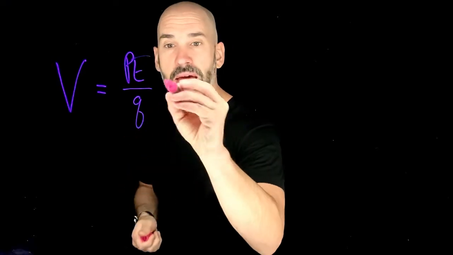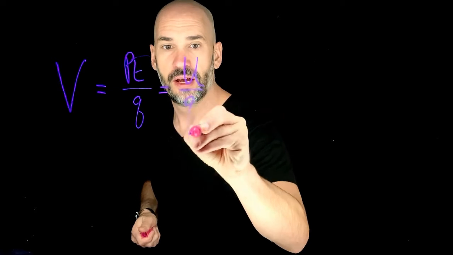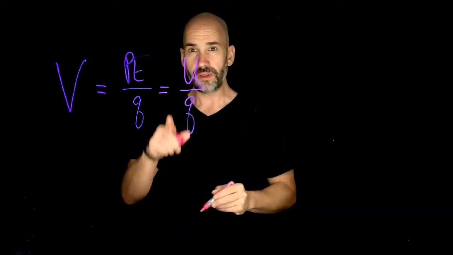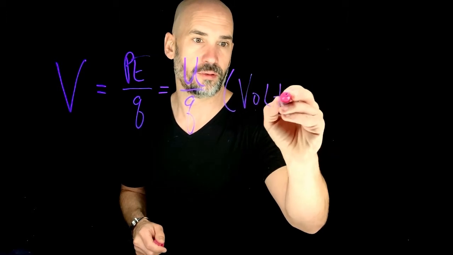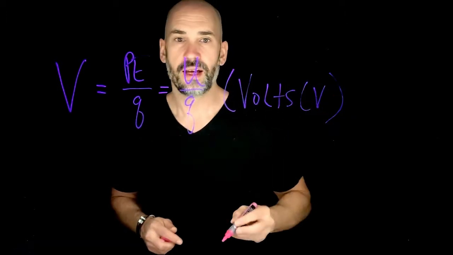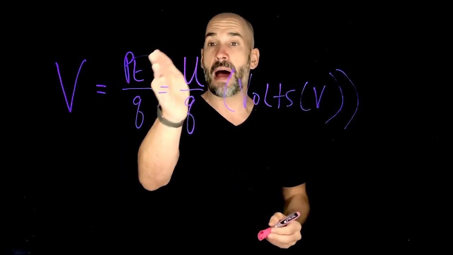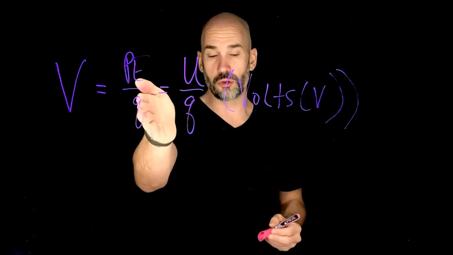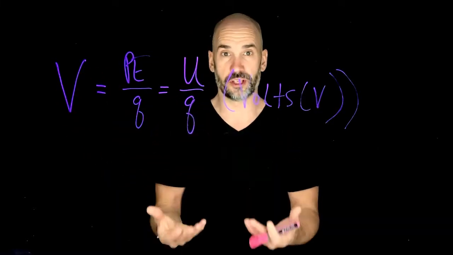Once again, I want to say many, many books will have the potential energy be U, so I'll put that there too. So electric potential, V, which is measured in volts, which is also just V, is just the amount of potential energy per coulomb that a charge in that electric potential will experience.